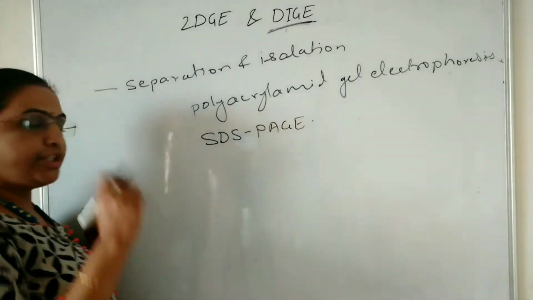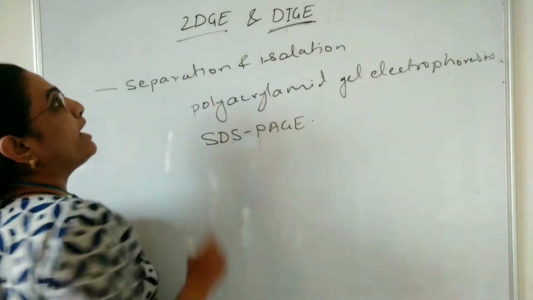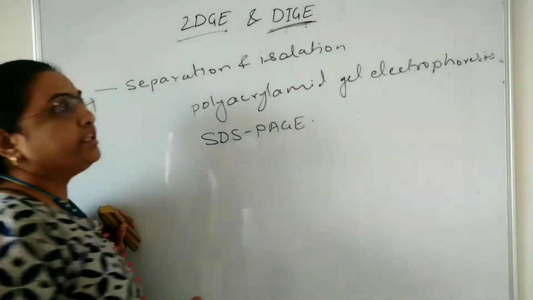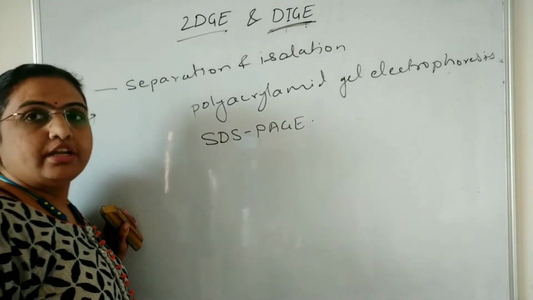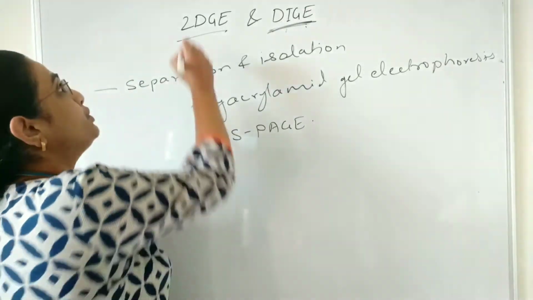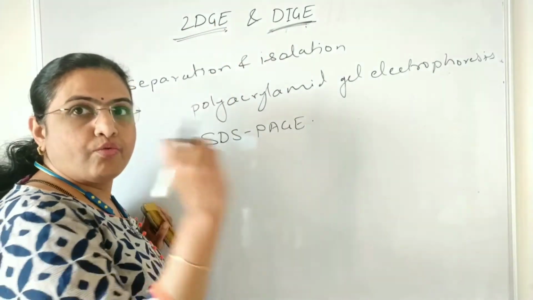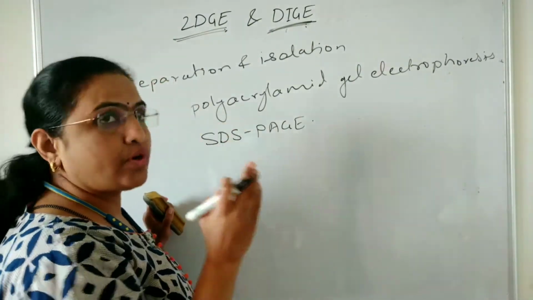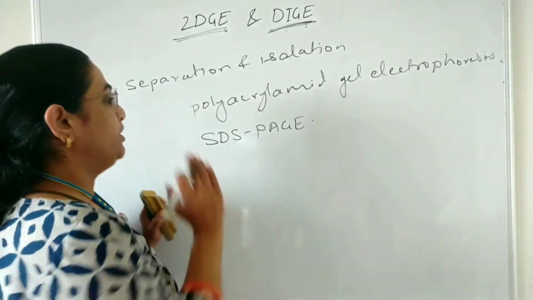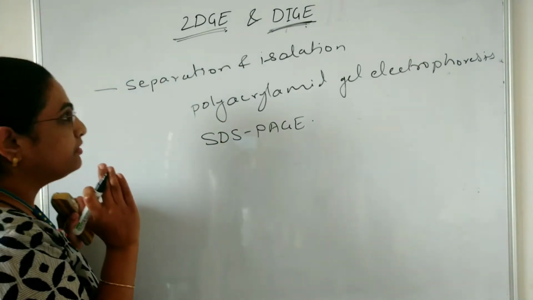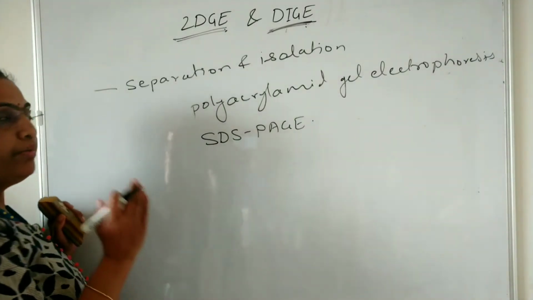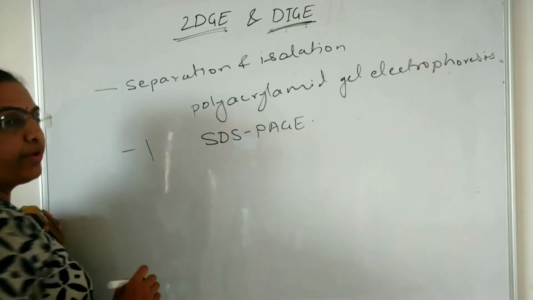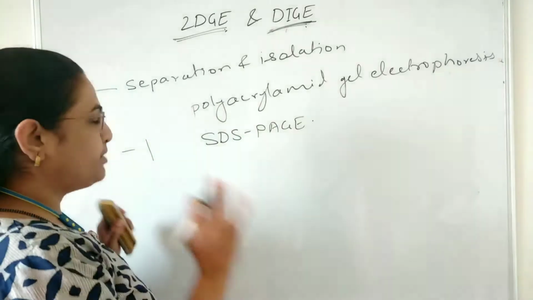So today's video is about two-dimensional gel electrophoresis, and the second topic is DIGE, that is difference gel electrophoresis. First, going towards two-dimensional gel electrophoresis. It is used for the separation and isolation of proteins. Previously, the method used was SDS-PAGE, and it is one-dimensional.